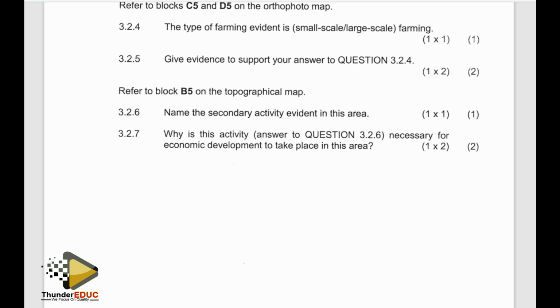Why is this activity necessary for economic development to take place in this area? Why is a secondary activity necessary? You look at things like job creation. If there is a manufacturing plant in that particular area, near the farmers, it gives opportunities for employment for the people, which is good for the development of the area, and it also assists in infrastructure development. Such companies operating there are going to upgrade the road network. They are also going to introduce different forms of connectivity to their markets or their source of raw materials. So that is developmental progress for the sake of the economy of the area.